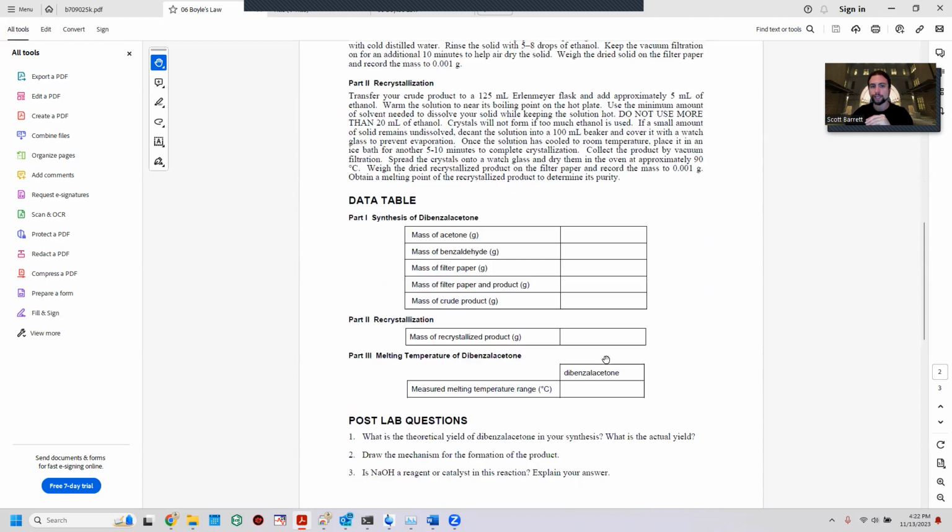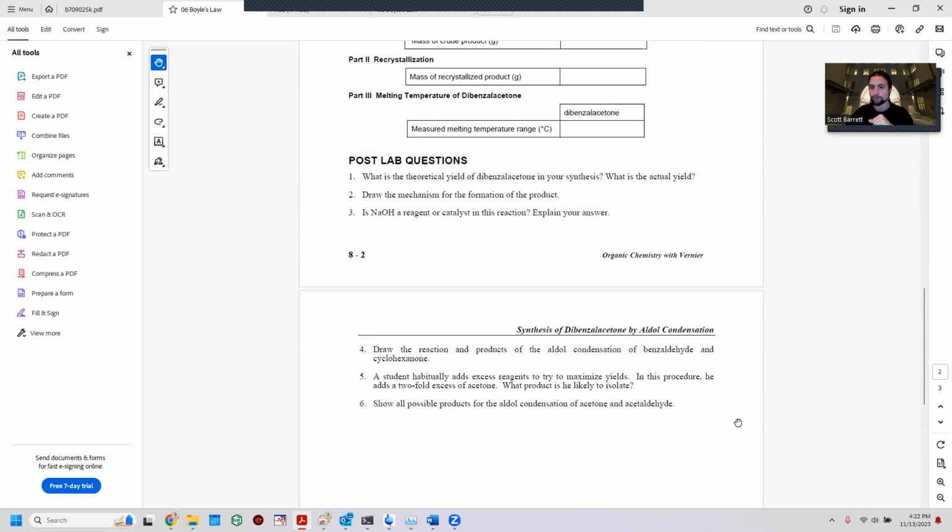But the thing I want to do here today is walk through a couple of these post-lab questions and then go forward to talk to you more about the mechanism, because I think the mechanism is the main thing to be taken here. So question 2 here is talking about that. So we'll go over that.